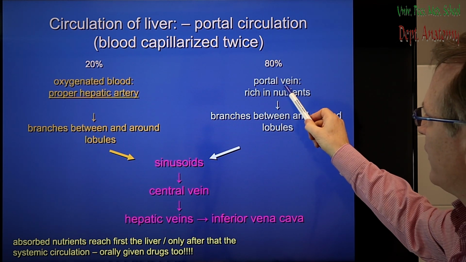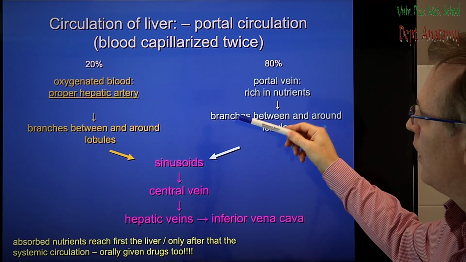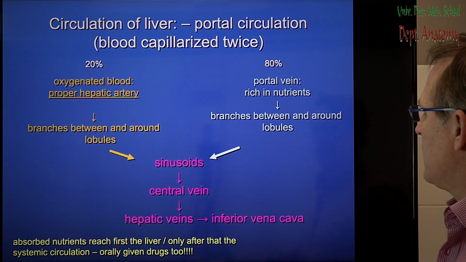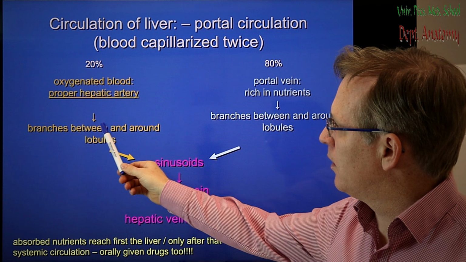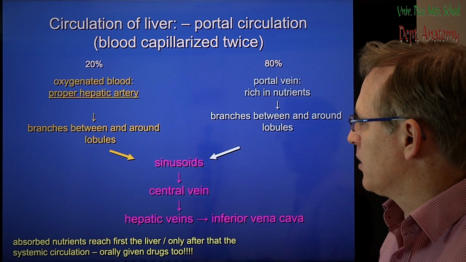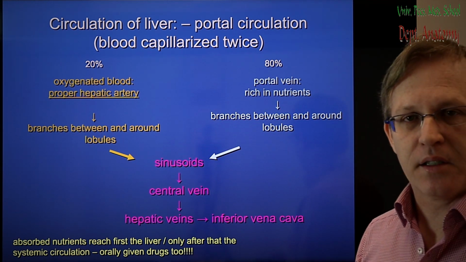And the blood of the portal venous system is extremely rich in nutrients. The branches of the portal venous system can be found between and around the lobules, and finally the 2 systems meet each other in the sinusoid. Therefore, the blood of the sinusoid capillaries is a mixed blood.